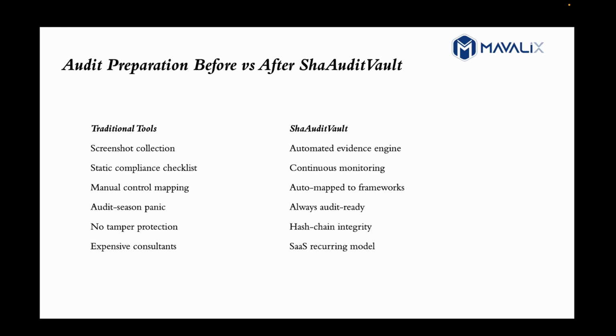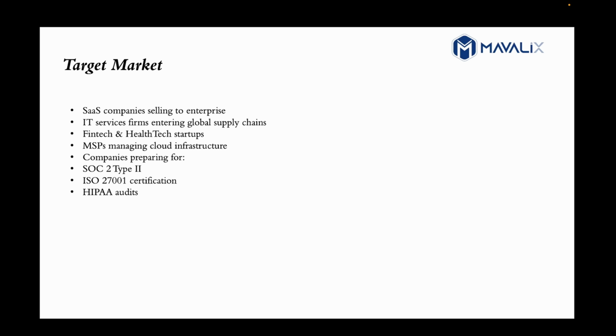Before and after ShaAuditVault: traditional tools need screenshot collection, static compliance checklists, manual control mapping, audit season planning, have no tamper protection, and require expensive consultants. Using ShaAuditVault, an automated evidence engine is provided. It continuously monitors your application, auto-maps frameworks, and is always audit ready. Whenever you want, you can download and audit. It has hash chain integrity and a SaaS recurring model. These are the main benefits. Coming to the target market: SaaS companies selling to enterprises, IT services, fintech and health tech, MSPs managing cloud infrastructure, and companies preparing for SOC 2 Type 2, ISO 27001 certification, or HIPAA audits.